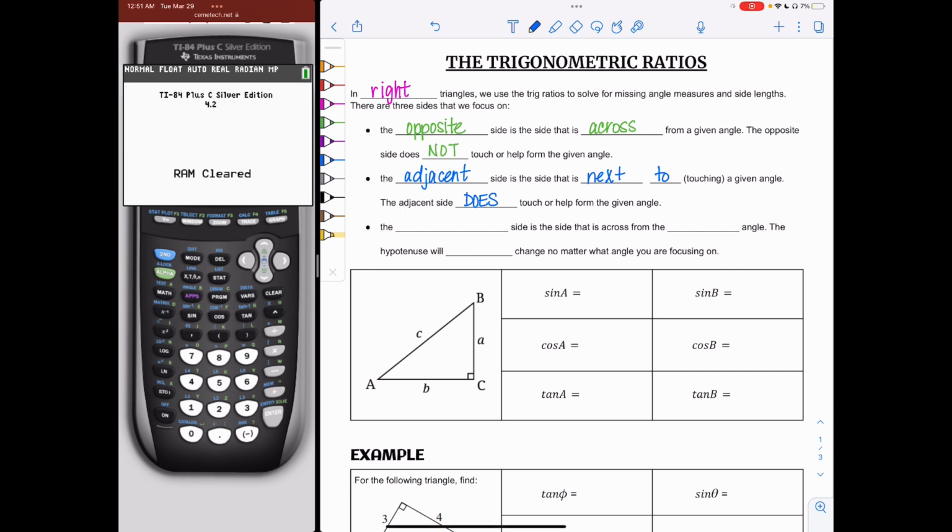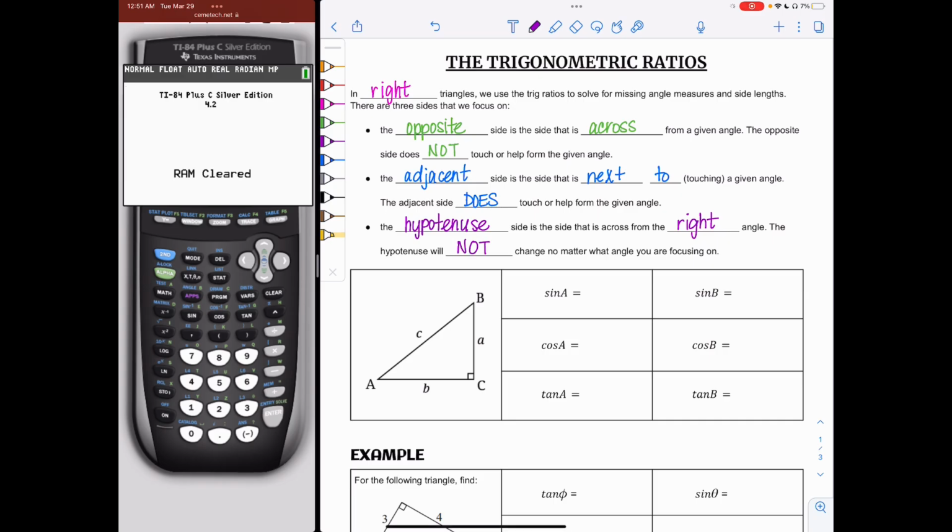All right, the last side is the one that we are most familiar with, the hypotenuse. So remember, your hypotenuse is going to be the side that is across from the right angle. Your hypotenuse is going to be the same no matter what. It will not change no matter what angle you are focusing on.